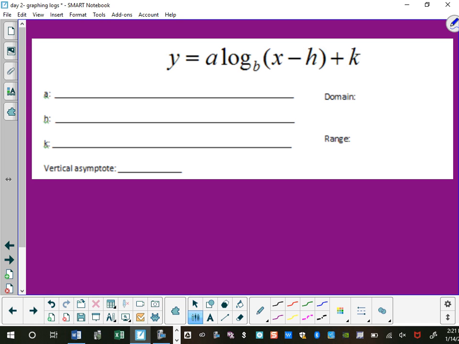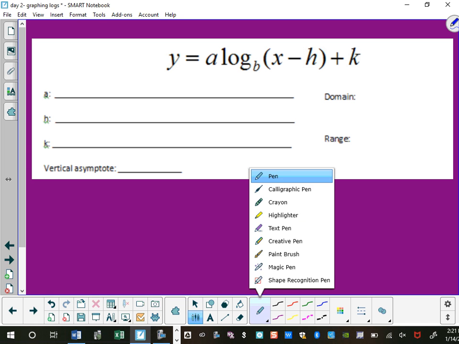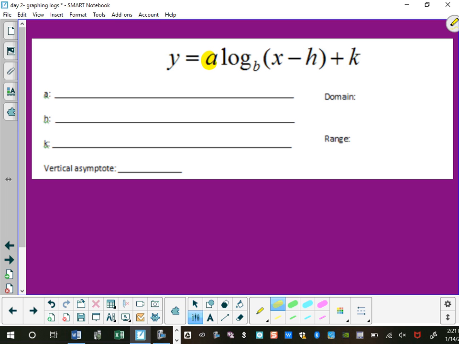Alright, we've seen this. The same concepts are applying. That A can tell me three things. What can it tell me to do? What if it was a negative A? It will tell me to reflect. What if it was smaller than 1? Compress. If it's smaller than 1, we're going to compress. What if your A is larger than 1? You will stretch.